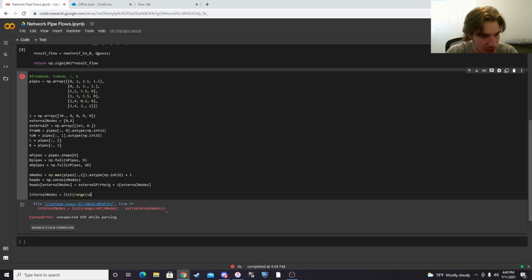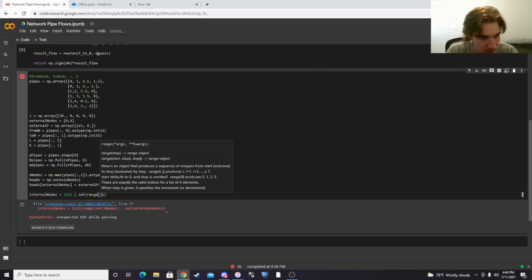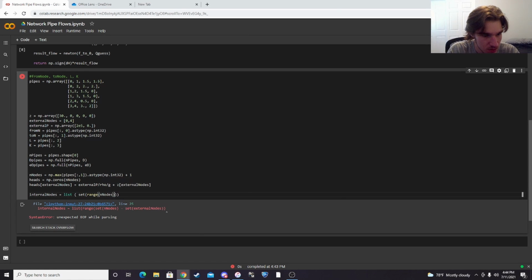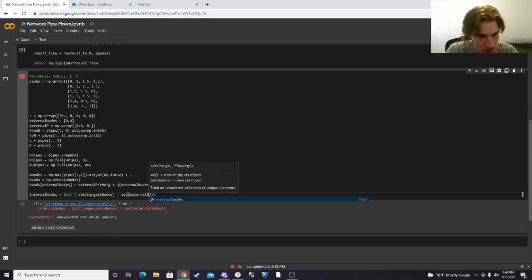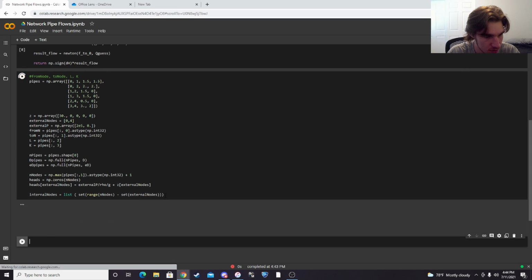Let's type this all out again. So we want a list, and we want, let's do set and then range. I think that's what I had wrong. Here, range, and then we want this to be end nodes minus set of external nodes. Okay.